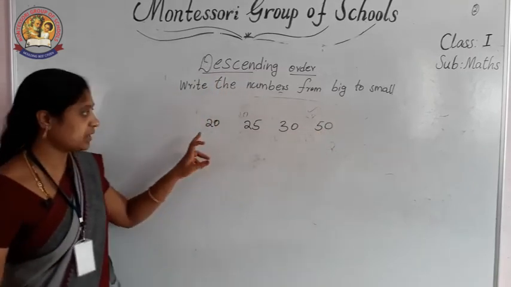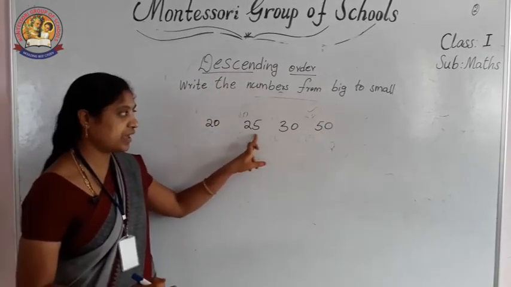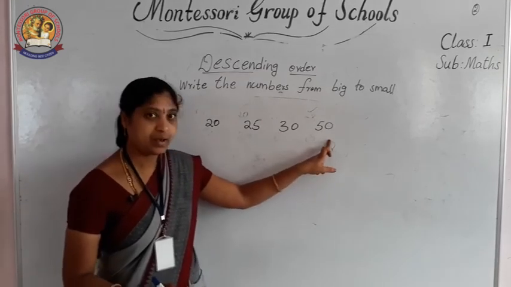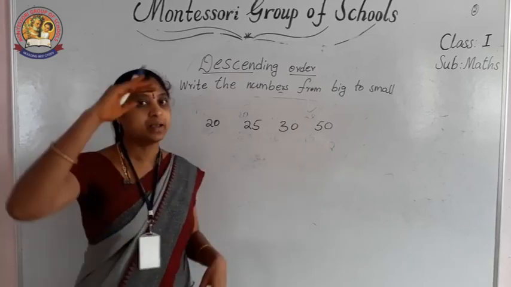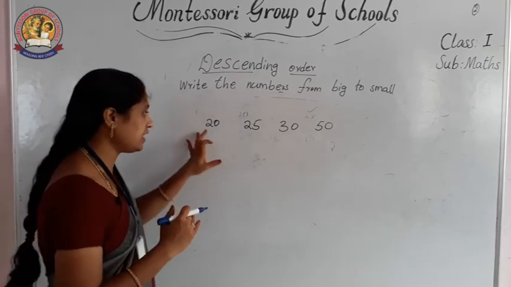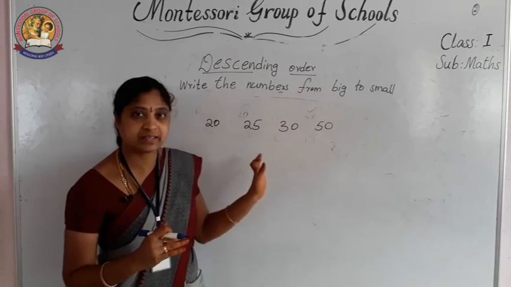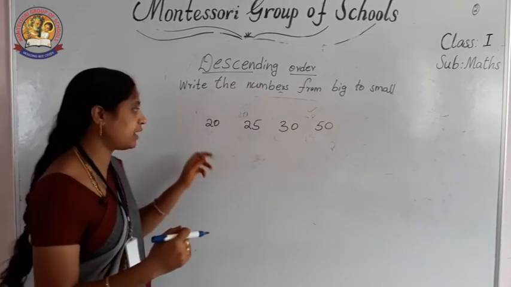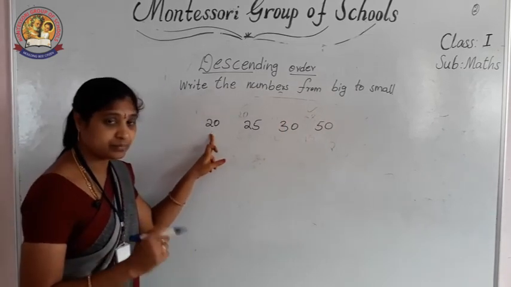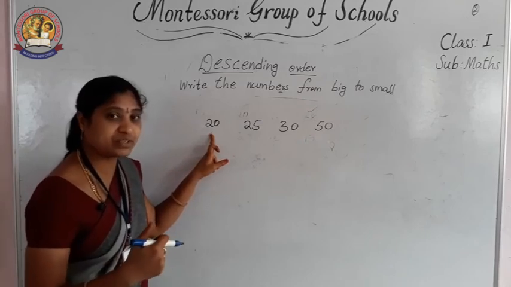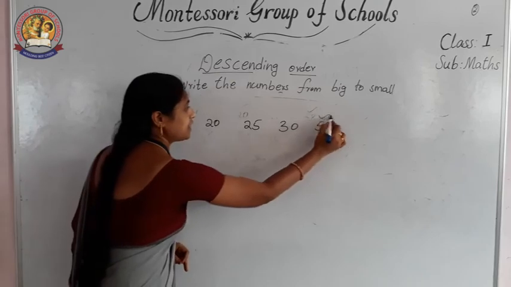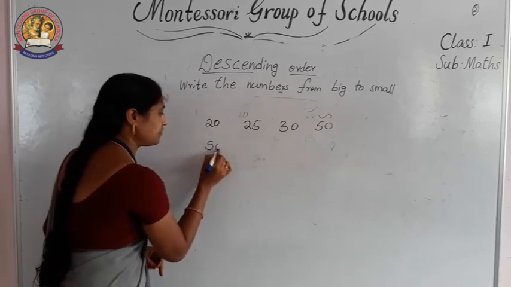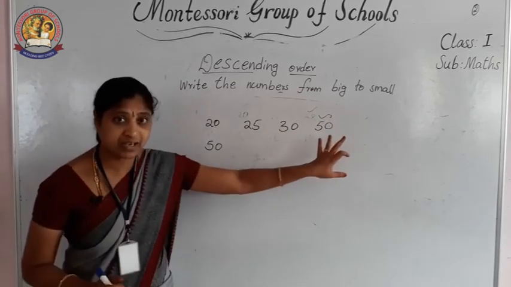See here numbers 20, 25, 30, 50. Okay, in descending order means write the numbers from big to small. Okay, in these numbers, which number is the big? Means greatest number. 20 is the greatest number? No. Tell me students, which one is the big? Yeah, very good. 50 is the big. Select 50 and write here 50. Okay, now 50 is over.